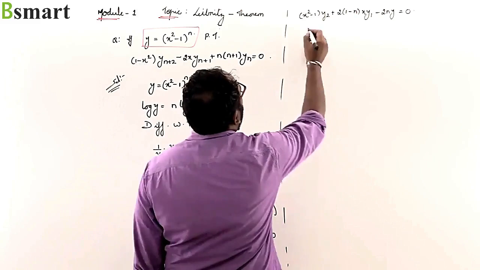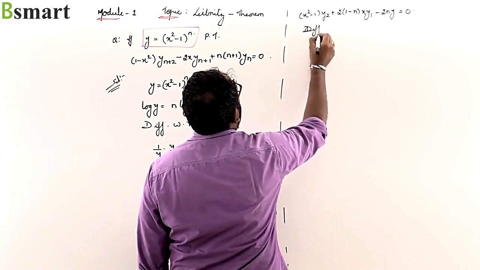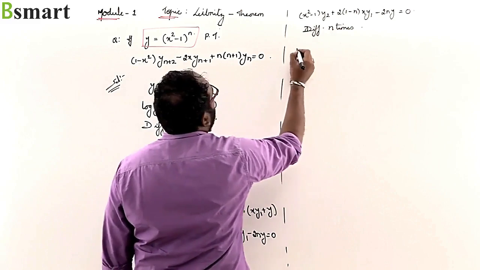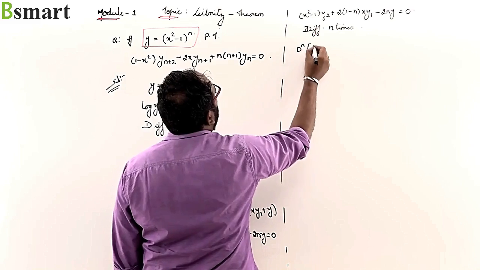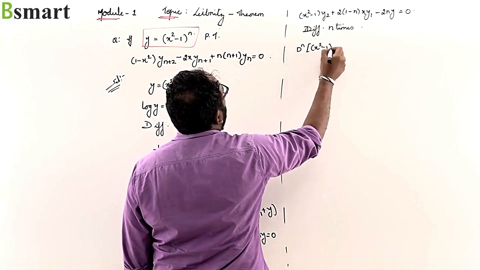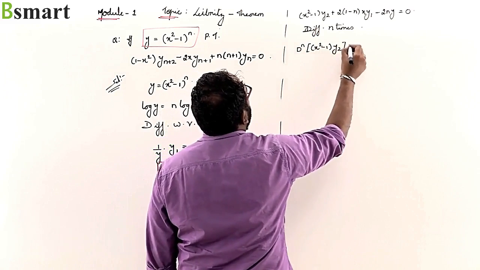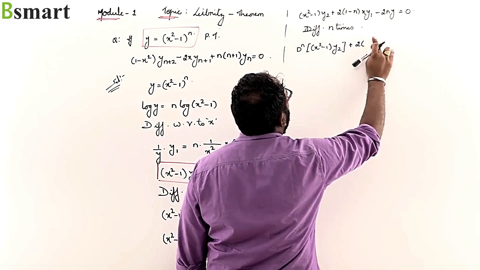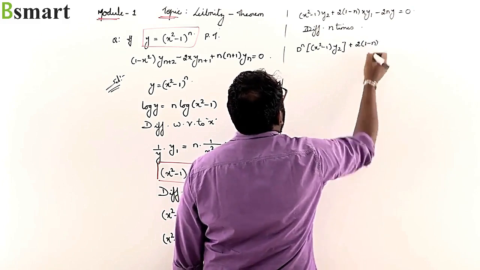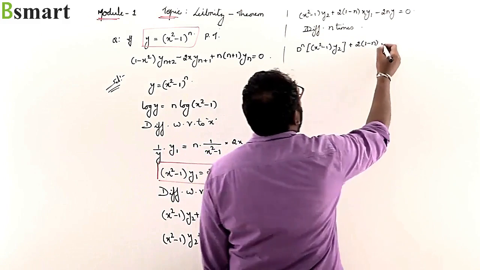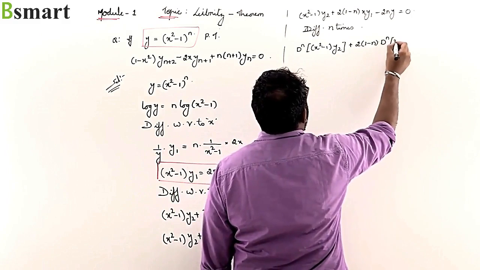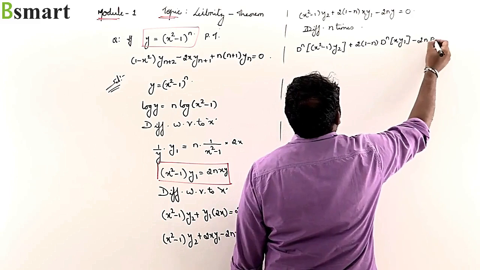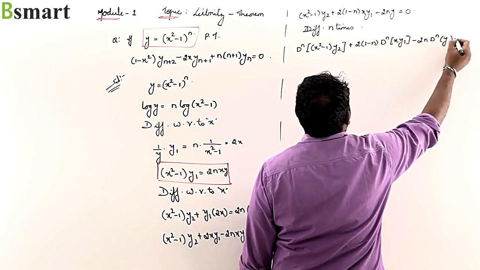Now again, after differentiating n times, we get dⁿ of (x² − 1) y₂ plus 2(1 − n) into dⁿ of x y₁ minus 2n into dⁿ of y equals 0.